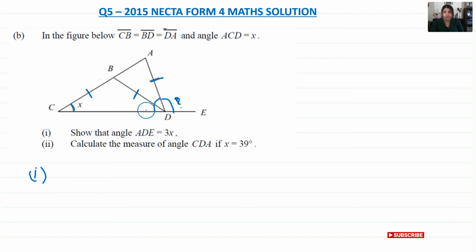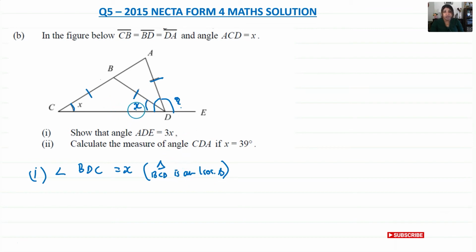Looking at our diagram, I can see straight away we have two isosceles triangles. I'm just going to make my life easy and do these angles. I know angle BDC is going to be x, because triangle BCD is an isosceles triangle. Okay, so that's that part.